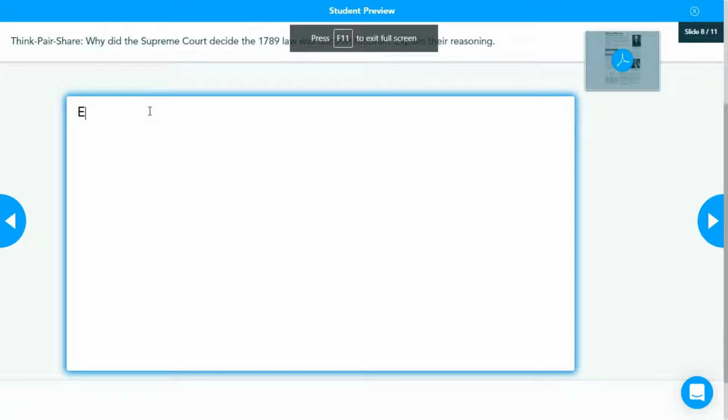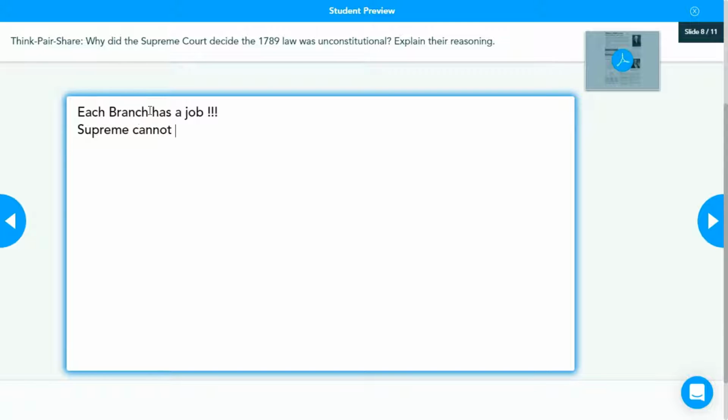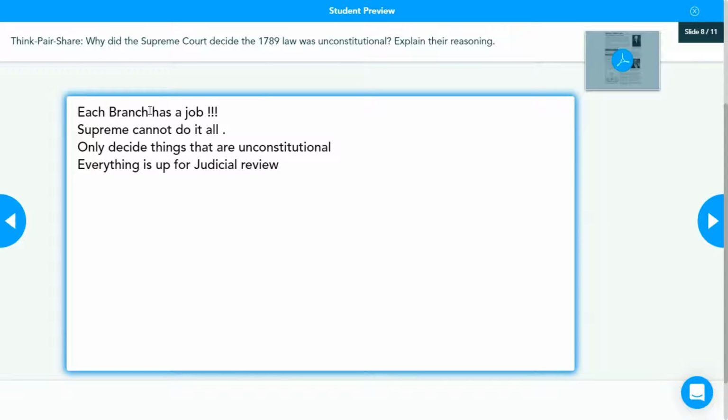But each branch has a job. The Supreme Court cannot do it all, nor do they want to do it all. The basic idea is that certain decisions do not need to be left up to the Supreme Court. The Supreme Court can only decide things that are unconstitutional. Now, again, everything is up for judicial review. But who gets to decide what's right and wrong in that review? That's where it's up to each individual branch.